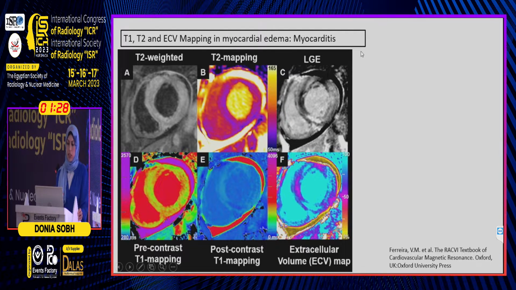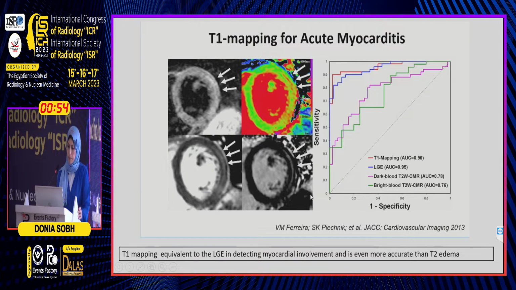So if we look here, this is a case of myocarditis. This is the T2 weighted image. We see some areas of increased signal. This is the T2 mapping. So always check this scale. So we see in some areas that the color is like here. So it has increased values, and it corresponds to the areas of edema, and correspond to the areas of late gadolinium enhancement. Same here for the ECV. We see some areas of elevation in the ECV, which correspond to late gadolinium enhancement areas.